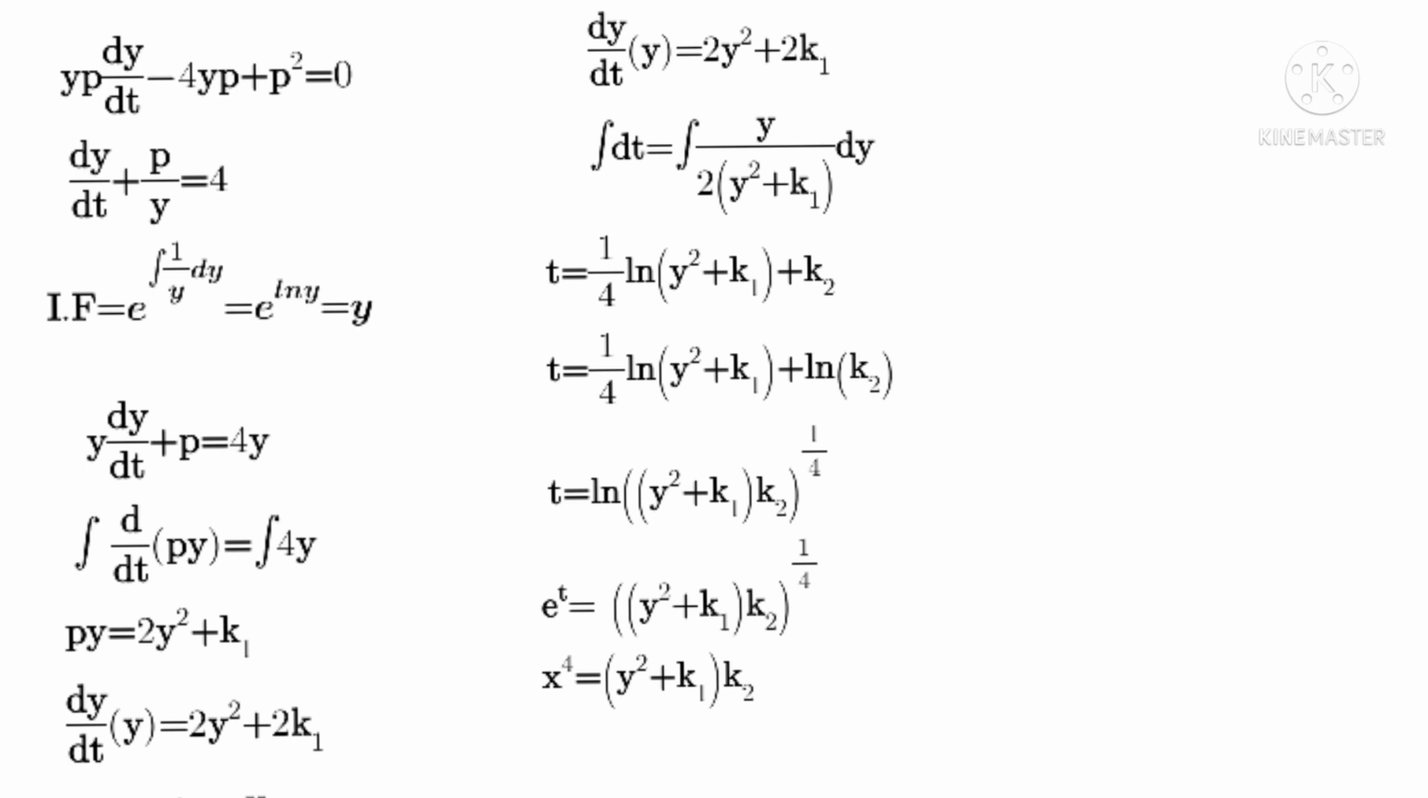Then we do the simplification. Then we take the 1 over 4 to the other side since we have a logarithm. Then we have ln of y squared plus k1 times k2, all raised to power 1 over 4. Then we simplify further. We have y squared plus k1 all raised to power 1 over 4 equals e raised to power t. And e raised to power t, from our normal expression from the given question, we have e raised to power t to be equal to x. So we have our final answer to be x raised to power 4 equals y squared plus k1 times k2. Thank you.